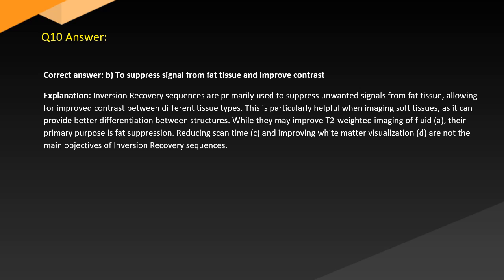Answer. Correct answer: B. To suppress signal from fat tissue and improve contrast. Explanation. Inversion recovery sequences are primarily used to suppress unwanted signals from fat tissue, allowing for improved contrast between different tissue types. This is particularly helpful when imaging soft tissues, as it can provide better differentiation between structures. While they may improve T1-weighted imaging of fluid (A), their primary purpose is fat suppression. Scan time (C) and improving white matter visualization (D) are not the main objectives of inversion recovery sequences.